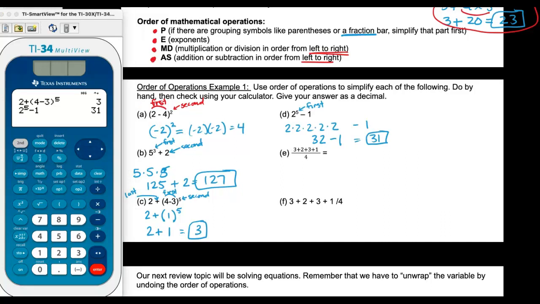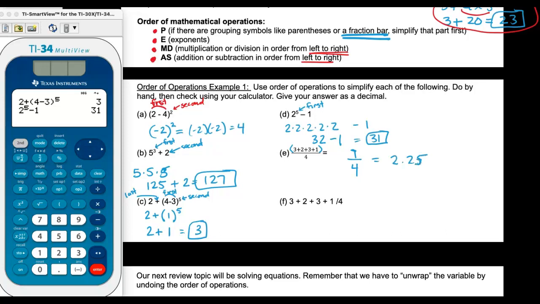Now for E, notice up top when next to the P that if there are grouping symbols like parentheses or a fraction bar, you've got to simplify that first. It's almost as if there are parentheses up top. You've got to simplify the numerator and the denominator before you divide. And so the very first thing I'm going to do is simplify that numerator. So 3 plus 2 is 5, plus 3 is 8, plus 1 is 9. And then I get 9 over 4, or 9 divided by 4, which is 2.25.